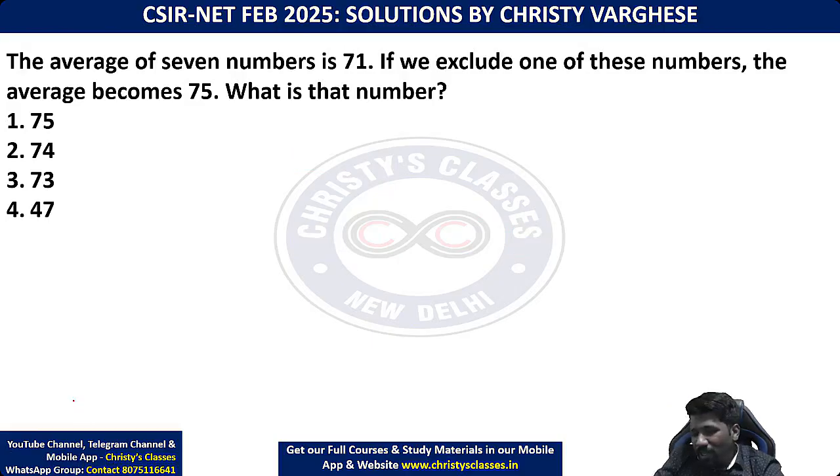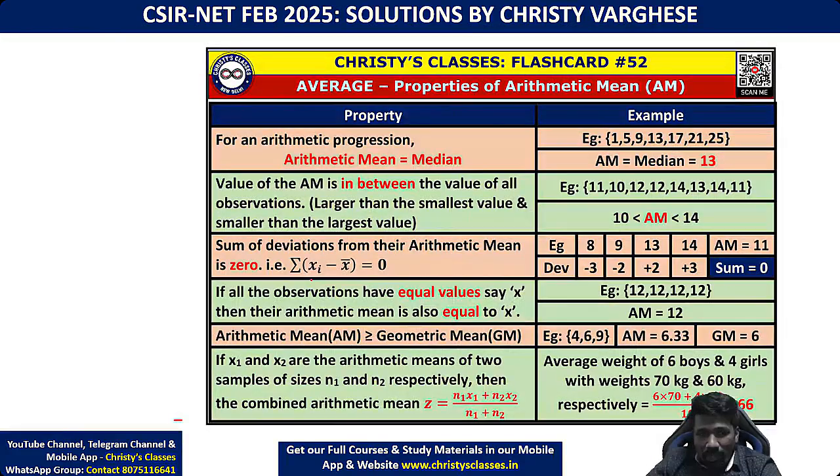That method will feel comfortable for you because you're habituated to that. But that will take too much time, बहुत extra time लगेगा. That is where the deviation idea comes into play. Sum of deviation from their arithmetic mean is always 0.